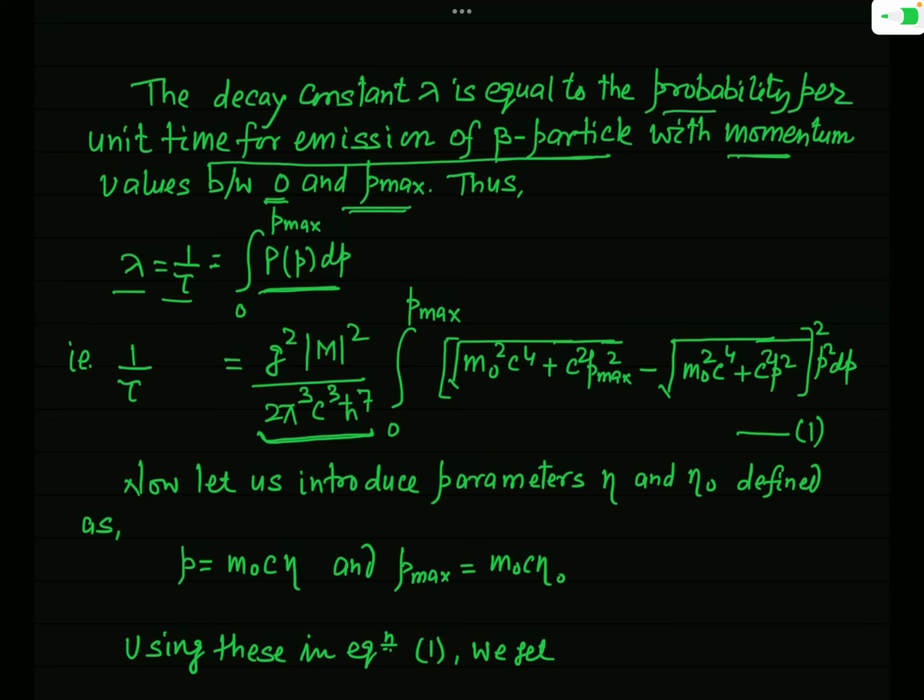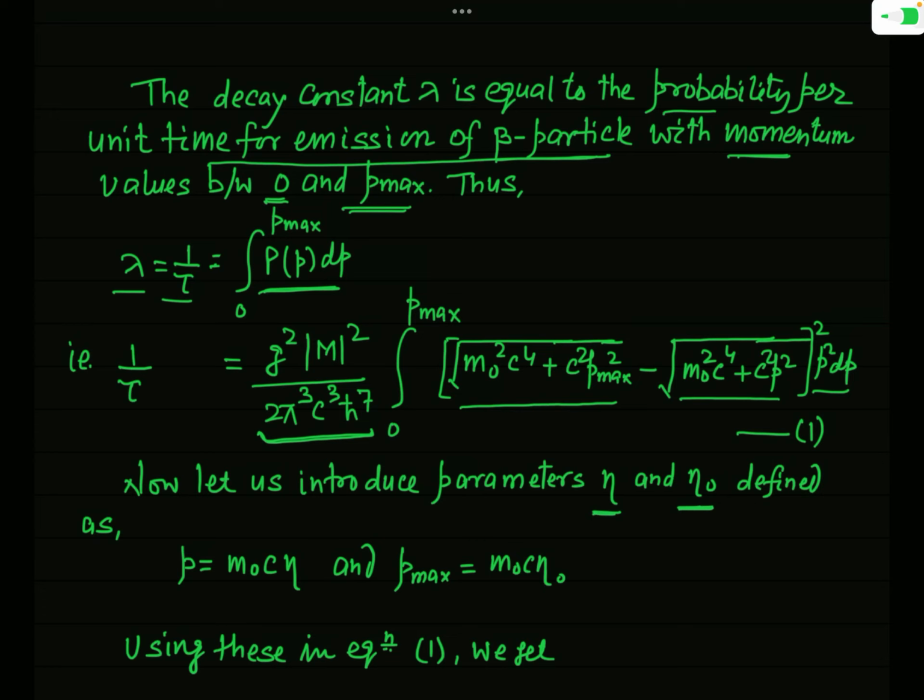This is the square root of m naught square c4 plus c square p max square, minus the square root of m naught square c4 plus c square p square, and whole to the power 2, p square dp. Now, to evaluate this integral, we introduce two parameters. The first parameter we denote by the symbol eta, and the second parameter by eta naught. And how are these two parameters defined?